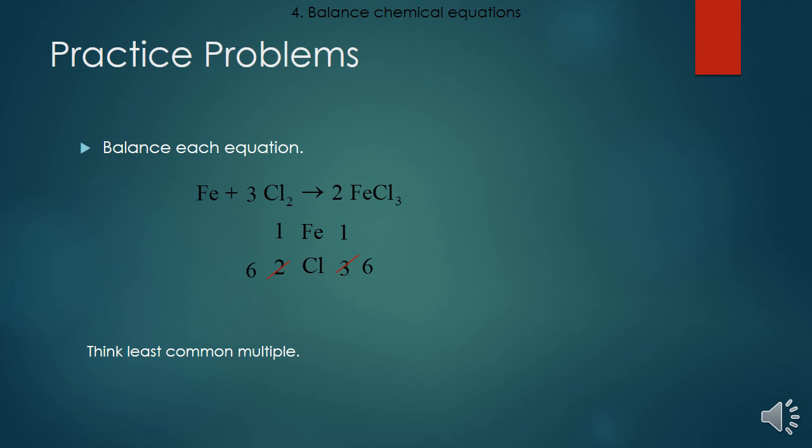Don't forget, by putting the 2 coefficient in front of the iron chloride, we also change the number of iron atoms. There are now 2 on the right, so we need 2 on the left. So notice the coefficient 2 now on the left side, and that makes our equation balanced.